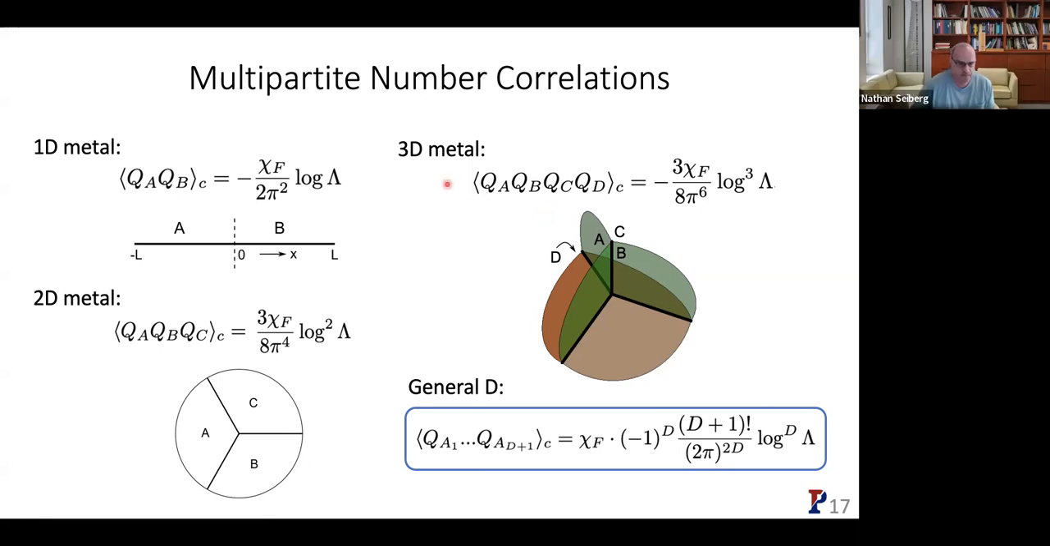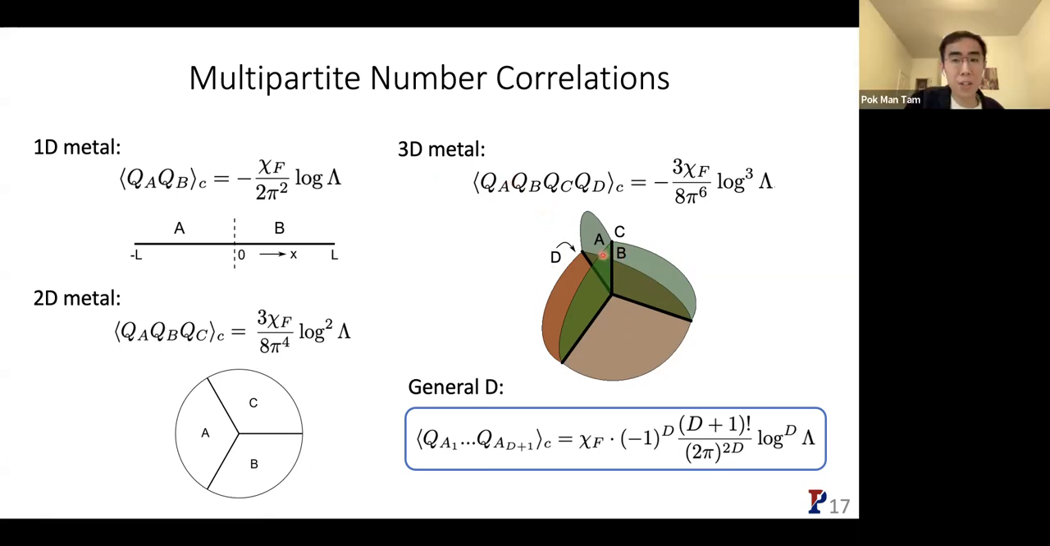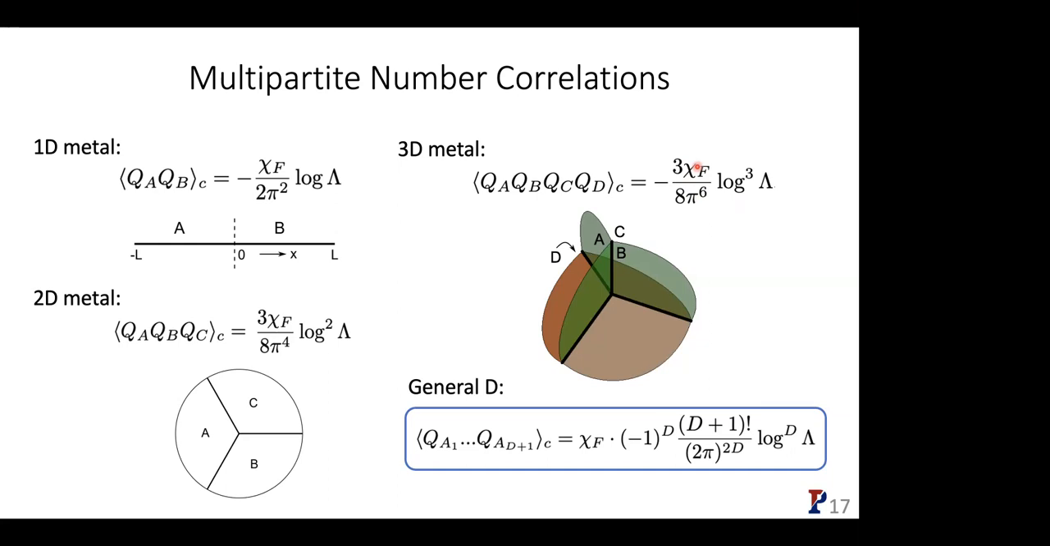Okay. And for a 3D system, I want to cut my system into 4 regions that I label as A, B, C, D. If I look at this connected correlation of the number operators in these 4 respective regions that all meet at a point, that would not have any boundary area law contributions. It actually would have a logarithmic finite size scaling. It diverges with the system size in this logarithmic manner with a coefficient that probes the Fermi sea topology in the D-dimensional metal.